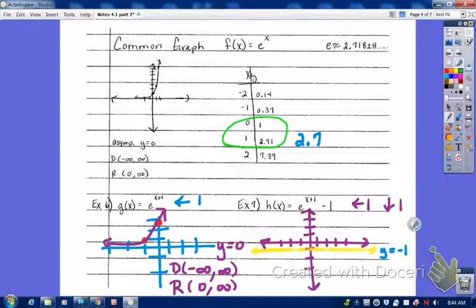Then you'll take at least 2 points from your original graph, and you'll move each one of those left 1 and down 1. So if I take 0, 1 and move left 1 and down 1, I'm at negative 1, 0. If I take 1, 2.7 and I move left 1 and down 1, I'm at 0, 1.7. I think. Is that right? And I'm going to sketch that in. The domain is negative infinity and positive infinity. The range is negative 1 to infinity.